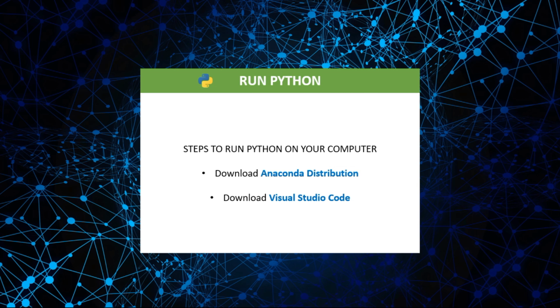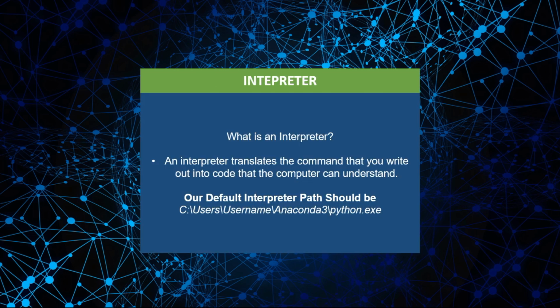Alright, so once you've installed Visual Studio Code and installed the Python extension, the next step is to set the default Python interpreter path. So what is an interpreter? An interpreter translates the command that you write out into code that the computer can understand. Our default interpreter path should be this, as we have it right here. Let me show you how to get to this path.